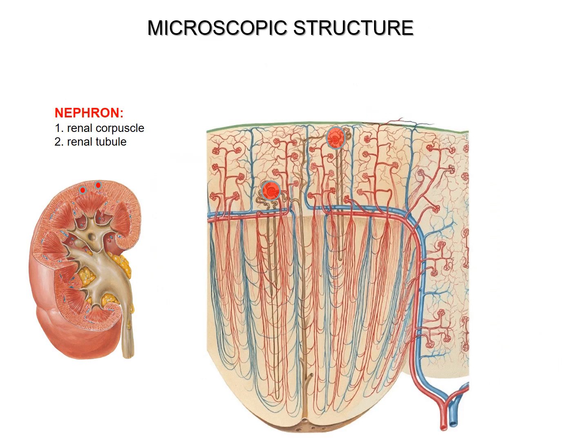The nephron is the structural and functional unit of the kidney. The number of nephrons in each kidney is about 1 to 3 million. The nephron consists of the renal corpuscle and the renal tubule.